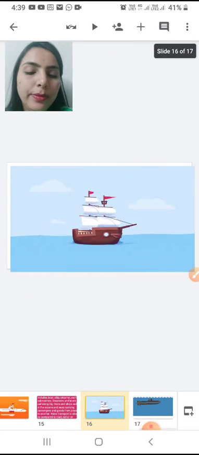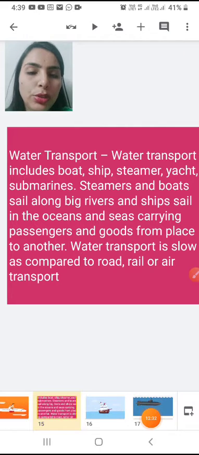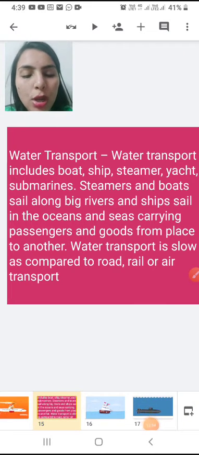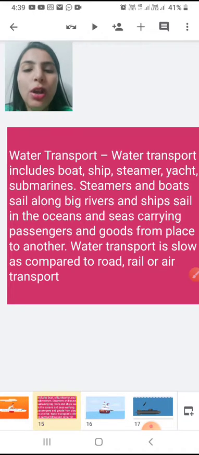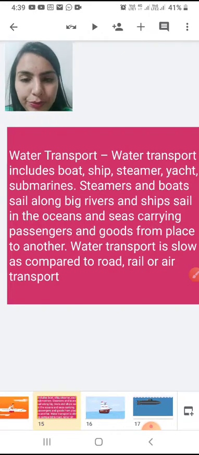And next is water transport. Hope you are all aware of water transports. Water transport includes boat, ship, steamer, yacht, or submarines. These are all the different kinds of water transports.